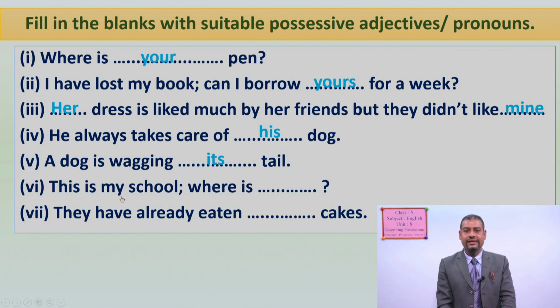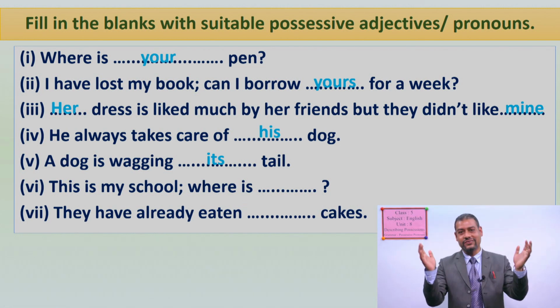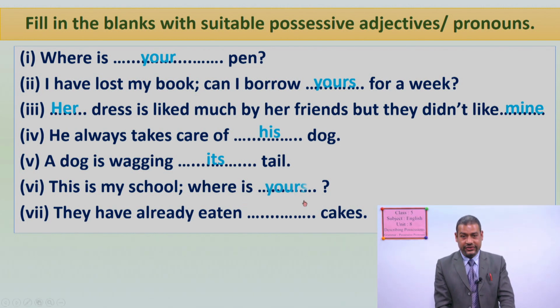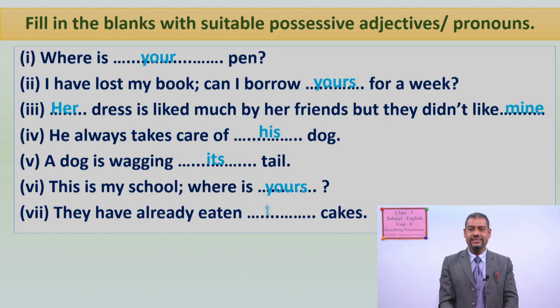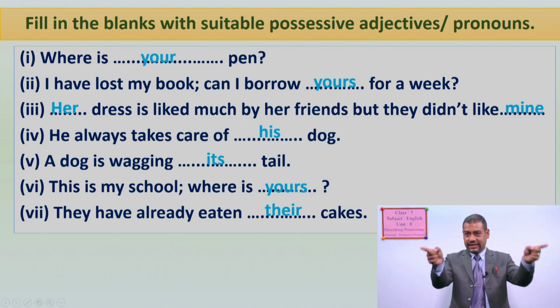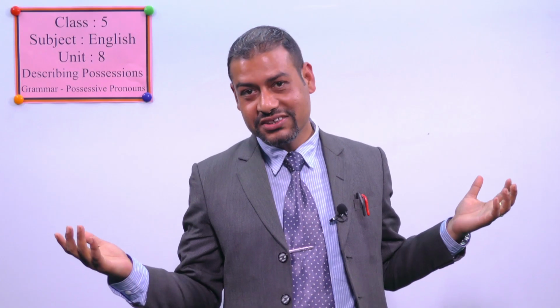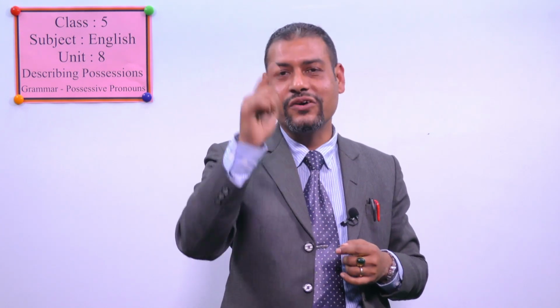Now number 6. This is my school. Where is? Now after here no naming word. That's why it should be possessive pronoun. Very good. That is yours. This is my school. Where is yours? Now the last sentence. They have already eaten cakes. Now cakes is a naming word. So you have to supply here a pronoun, and that pronoun is again a possessive adjective, and that is their cakes. Okay. So if you are all correct, you can give 8 marks. If you are not, then you have to minus 1 for 1 mistake.